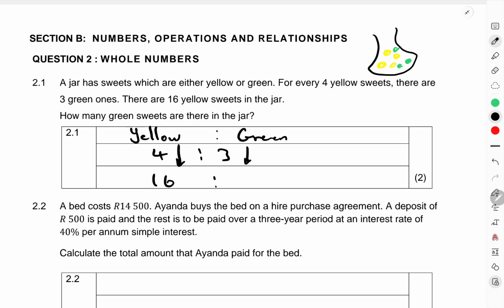So from 4 to 16, what did I do? I multiplied 4 by 4. Therefore, I got the 16. Meaning from 3 to the number of sweets that I should have, even here I have to multiply by 4. It means here I'm going to have 12. Meaning if the yellow sweets are 4, I'm going to have 3 of the green ones. But then if the yellow sweets are 16, I'm going to have 12 of the green ones. That is the ratio. We are looking for the ratio between our sweets.